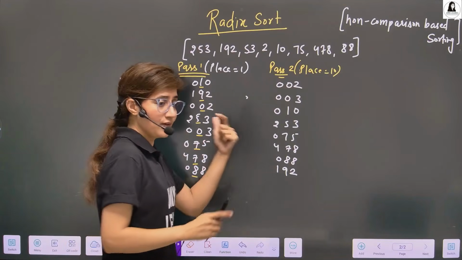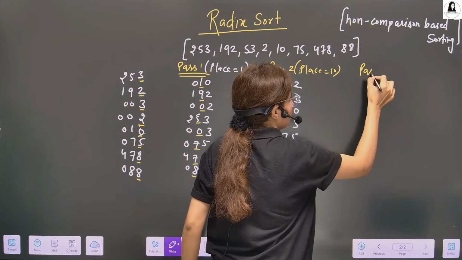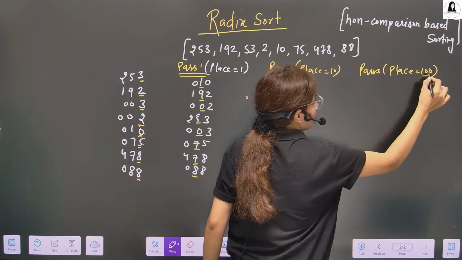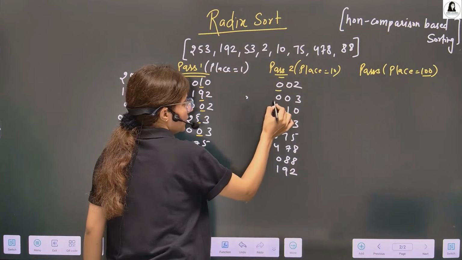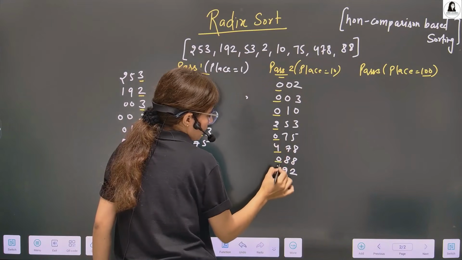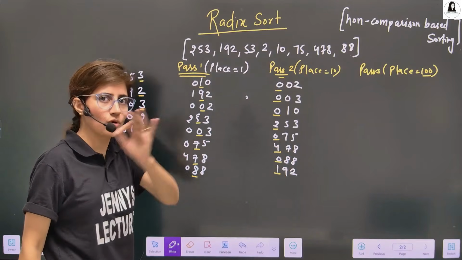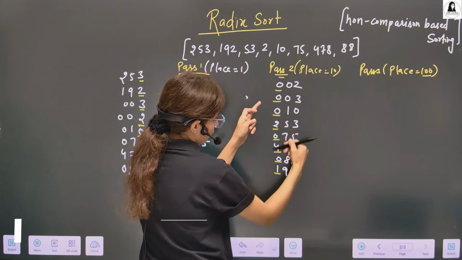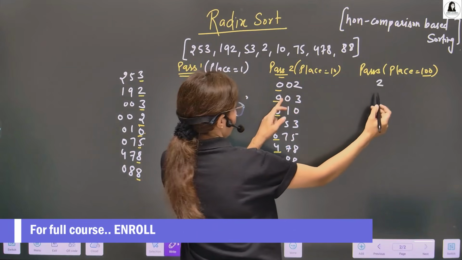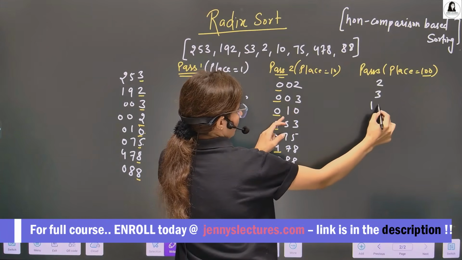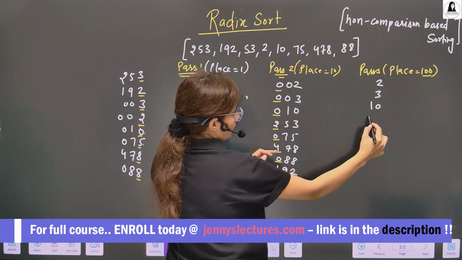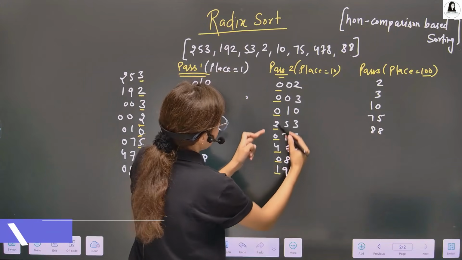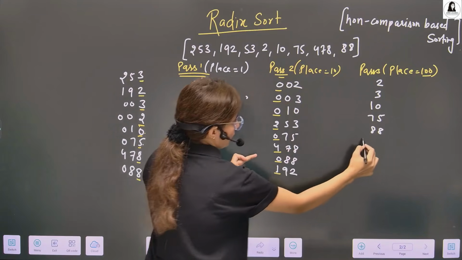But we are still left with one more digit, so next is pass 3. Now the place value is hundreds, sorry, not tens. Whatever is at the hundreds place, we sort based on that. Forget the other two digits and focus on this. First 0: so 2, 3, 10, then 75, then 88. Then we have 1, so write 192.